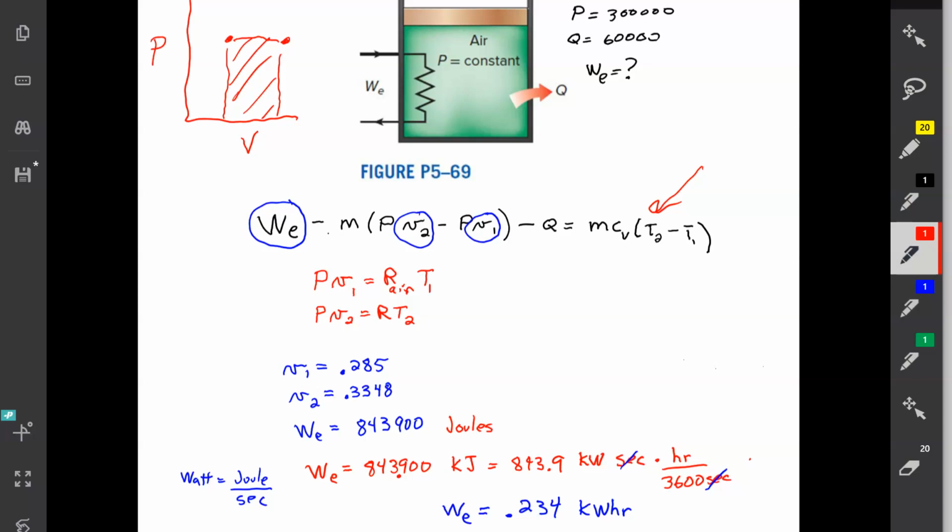First of all, I convert the joules into kilojoules by dividing by 1,000, so I get 843.9. A kilowatt second is a kilojoule, so then you have kilowatt seconds, and then you just convert the seconds into hours. So what you're doing is taking 843.9, dividing by 1,000, and then dividing by 3,600. That gets you the number 0.234, which is the value given. Okay, so that's the end of that one.